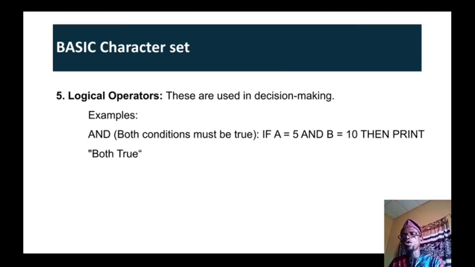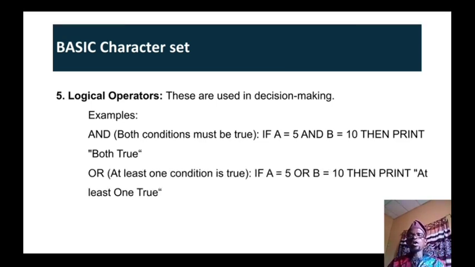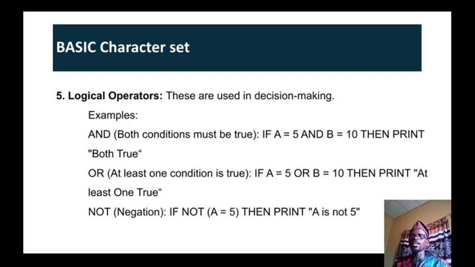The second one is or. Or means at least one condition is true. For example, if A is equal to 5 or B is equal to 10, then print at least one true. The third one is not, that is negation, meaning negating a targeted variable. For example, if not A is equal to 5, that simply means if A is not equal to 5, then print A is not 5.